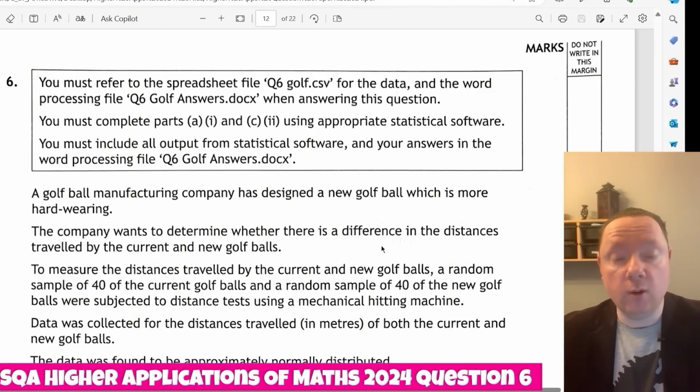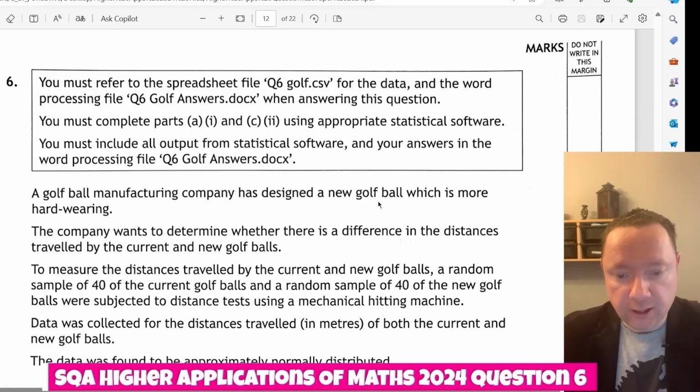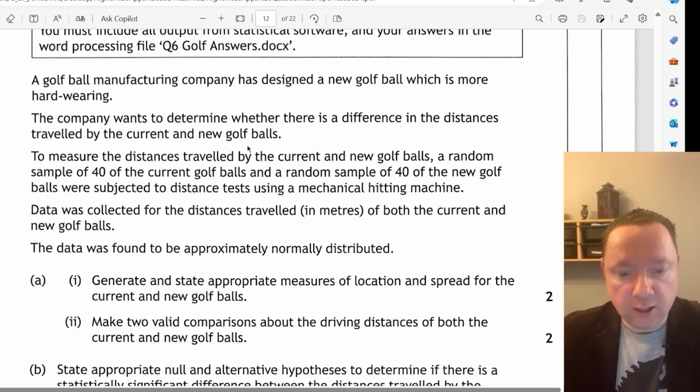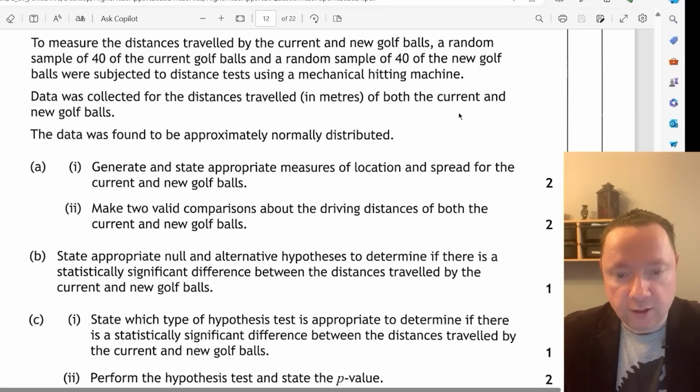Application Maths 2024 question 6, and this is a spreadsheet question on Q6 Golf. A golf ball manufacturing company has designed a new golf ball which is more hard wearing. We want to determine if there's a difference in the distance travelled by current and new. To measure distances, a random sample of 40 were produced and subjected to a test, and they collected the data for distance travelled for both current and new. The data was found to be approximately normally distributed. Generate and state the appropriate measures of location and spread for current and new golf balls.